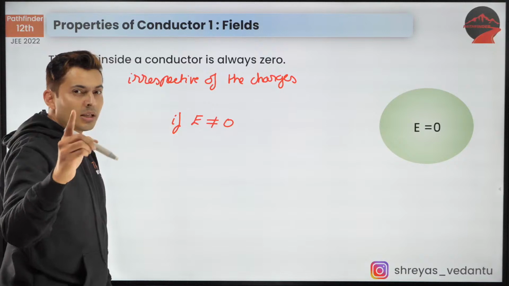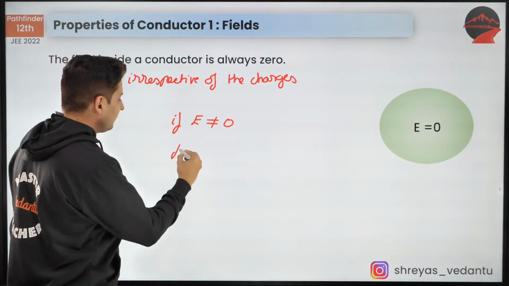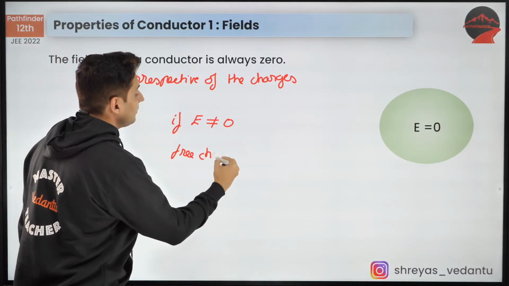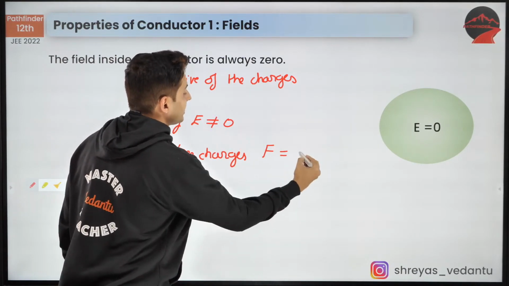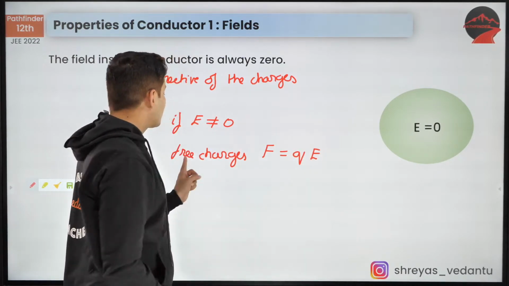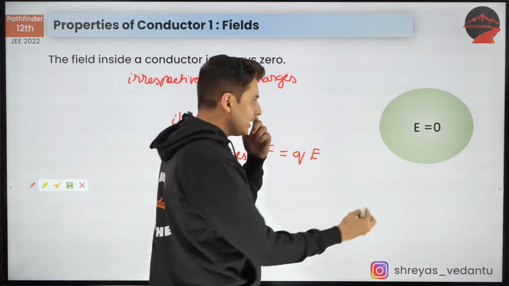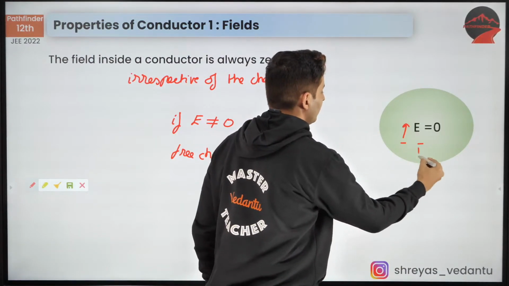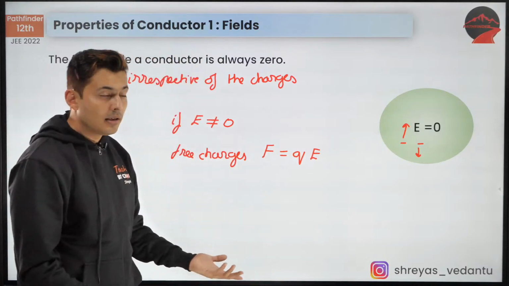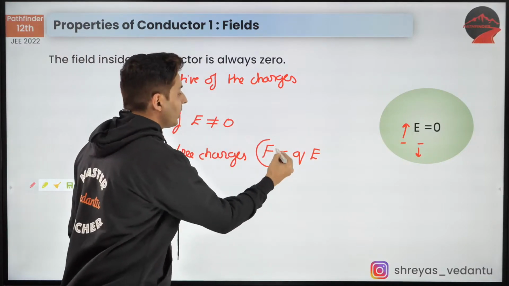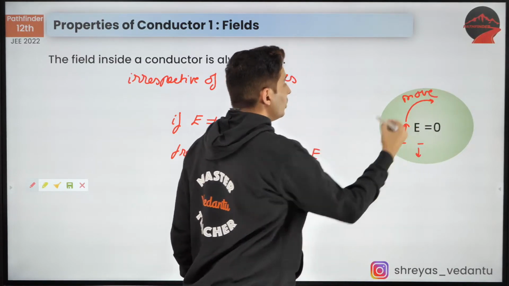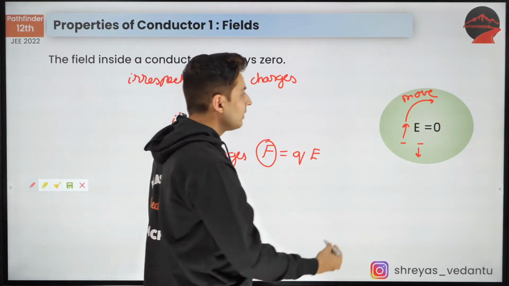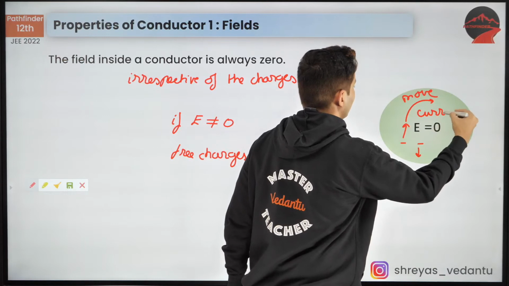Reason is, if the field is not zero, so think about it, if the field is not zero, then what will happen? The free charges will experience force, which is qE. So let's say there are electrons here, they will experience force because of the field. And once there is force, what will happen? They will start moving, and once these charges move, what will happen? There will be current inside the conductor.